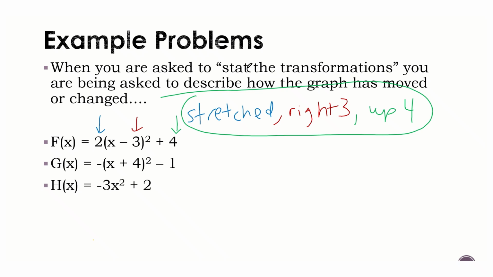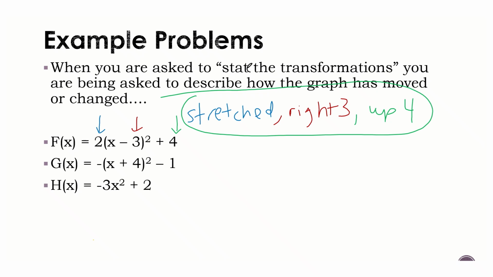Now, you could give more information on the stretch. So you could say stretched by a factor of 2. But that is maybe for your next class, okay? Like stretched by, and then you get into more depth with how it is stretched.